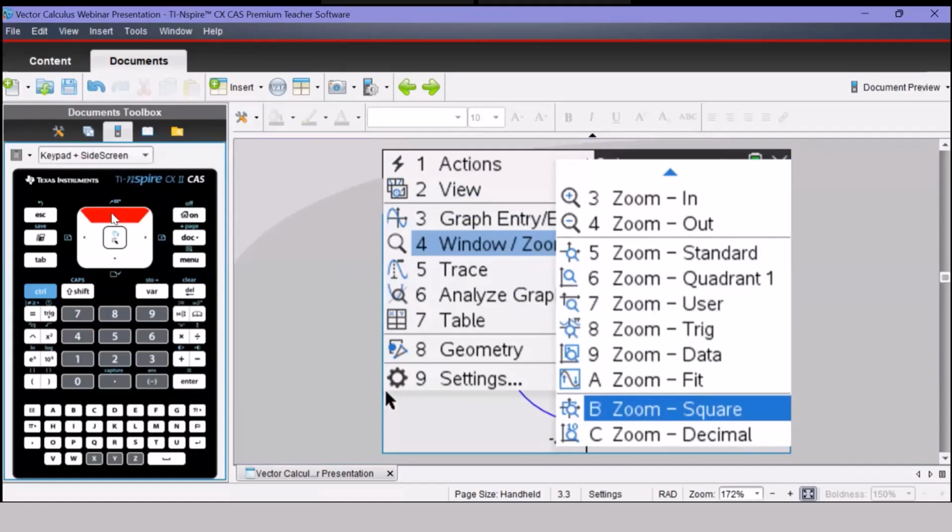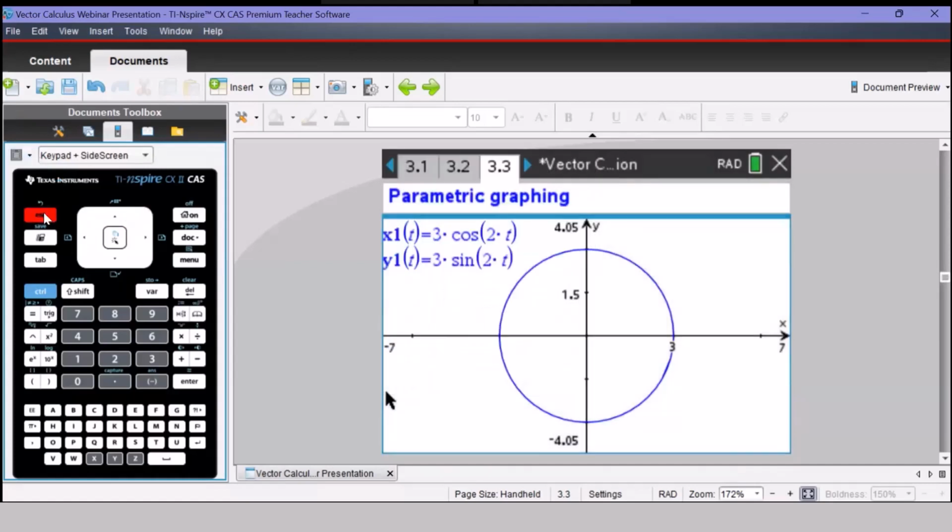If you have a window that isn't square, students could be misled, in that the circle doesn't look like a circle but looks elliptical. So I would use the zoom square command when you know that you want to graph circles. So that's basically what it looks like.